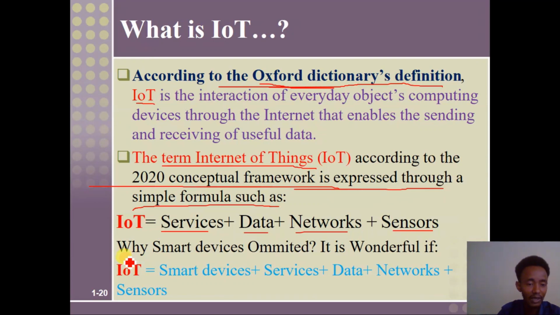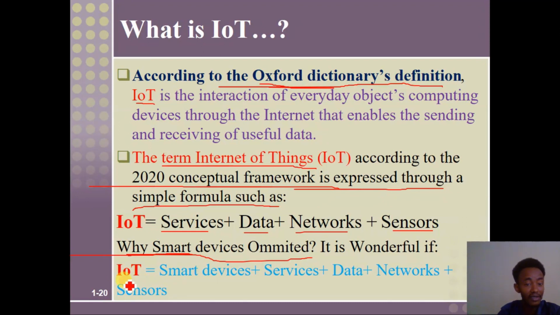But I see something missing here. Why are smart devices omitted? Without smart devices, there is no service. Even if there are services, data, network, and sensors, there is no communication, which means there are no end decisions. I don't know how they considered this. Maybe they considered these services as smart objects. But it is important to define it in such a way.